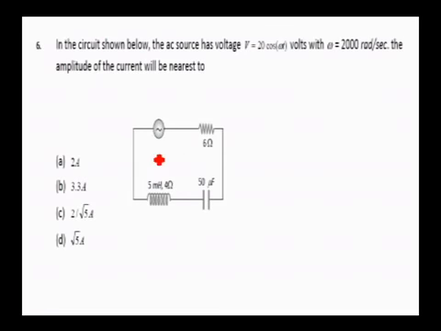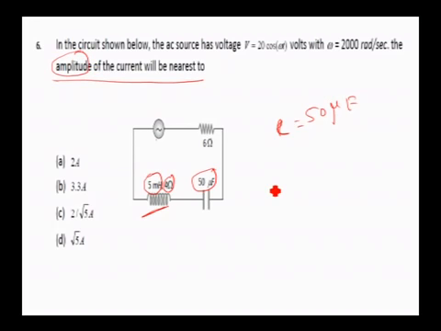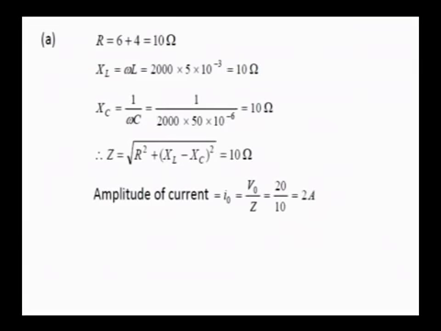Now we have another circuit, an AC source, a resistance, a coil having inductance 5 millihenry and resistance 4 ohm, and capacitance 50 microfarad. That is, C is 50 microfarad. What is the amplitude of current? What do you mean by amplitude? Amplitude is nothing but maximum current, which is I naught. I naught cannot be directly determined. We need to find out IRMS first, and after finding IRMS, we can find out I naught. Let us see how it is done.